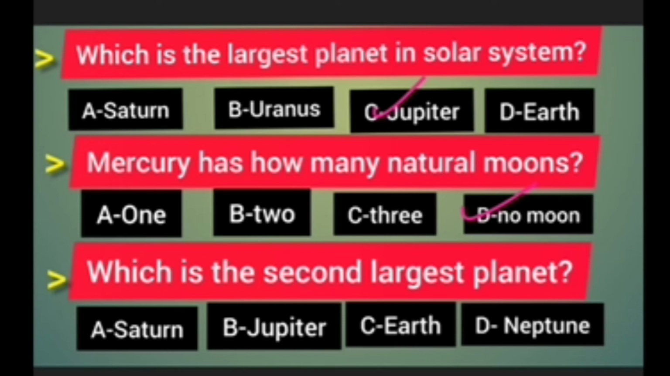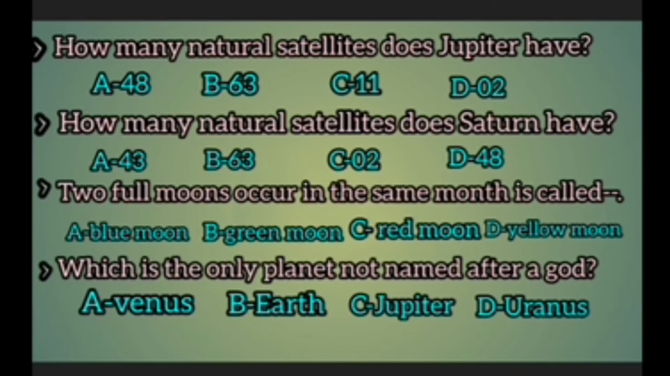Next question. Which is the second largest planet? A. Saturn, B. Jupiter, C. Earth, D. Neptune. Answer A. Saturn. Saturn is the second largest planet in the solar system. Next question. How many natural satellites does Jupiter have? A. 48, B. 63, C. 11, D. 2. Answer B. 63.